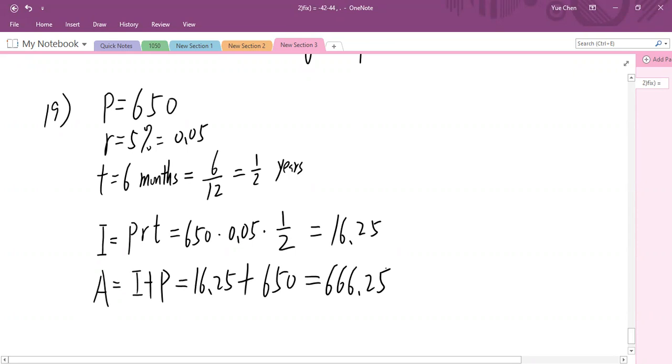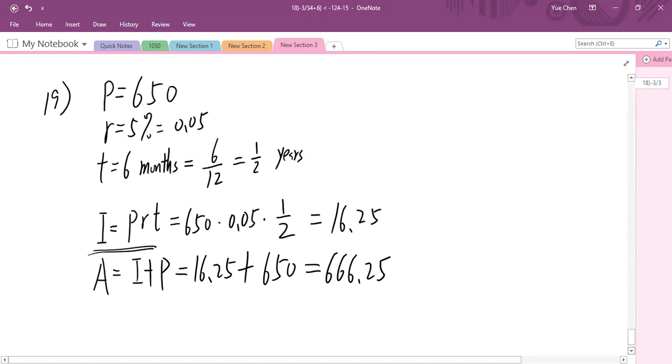Okay, so I remember in exam 2, some students just got the interest, they forgot to add the principal value to find the final total amount. Remember this formula just gives you the interest. You need to read the problem carefully to make sure it asks you to find the interest or the total value.